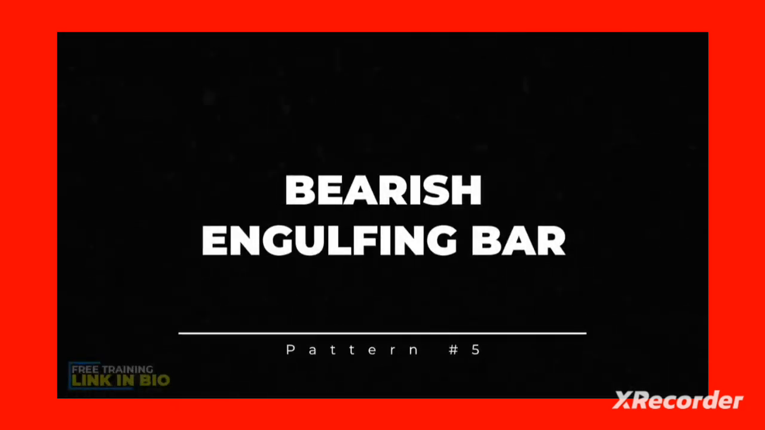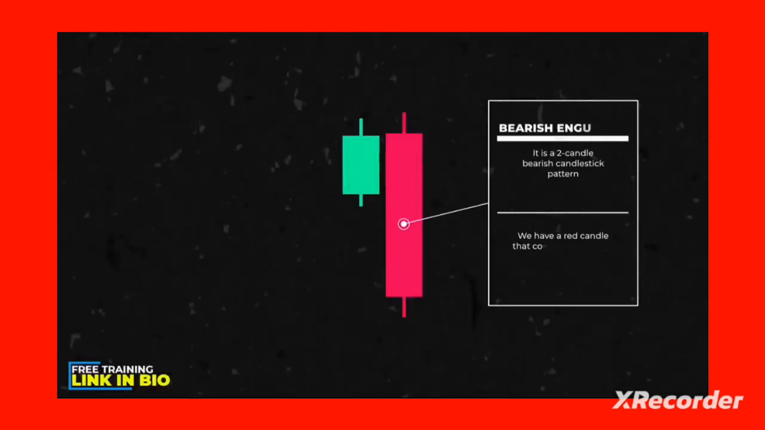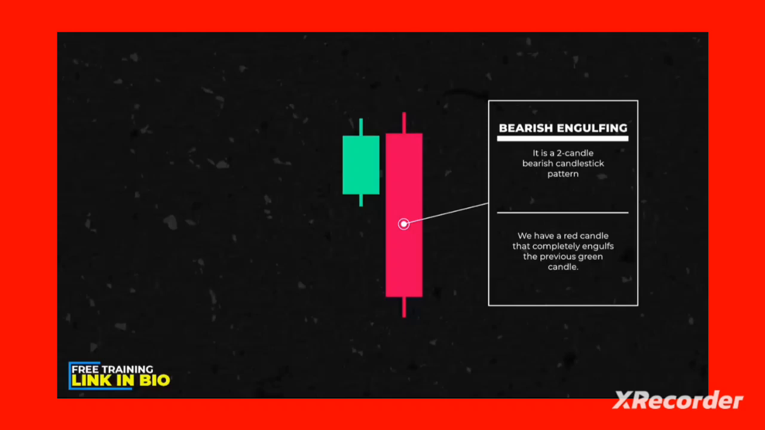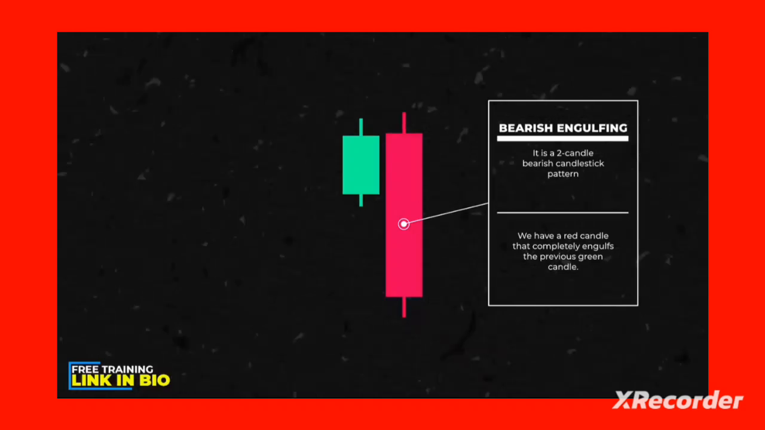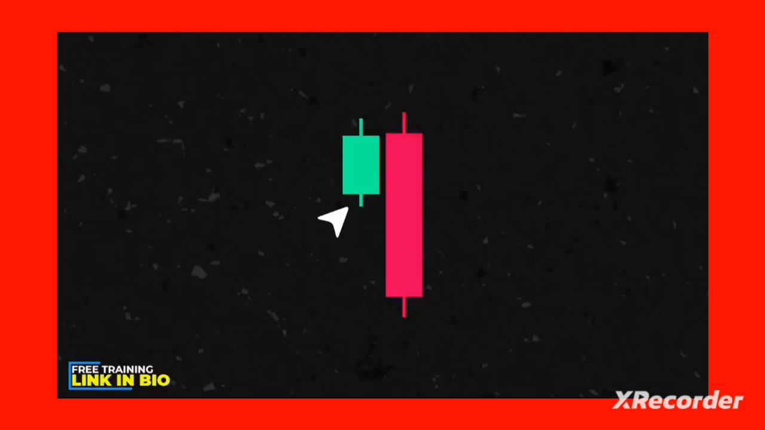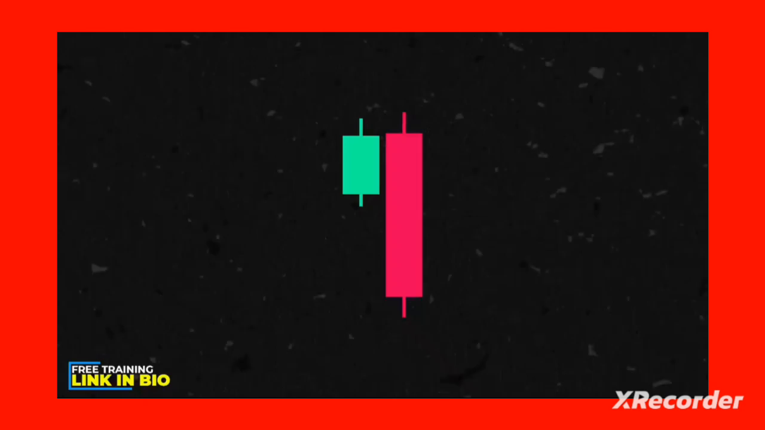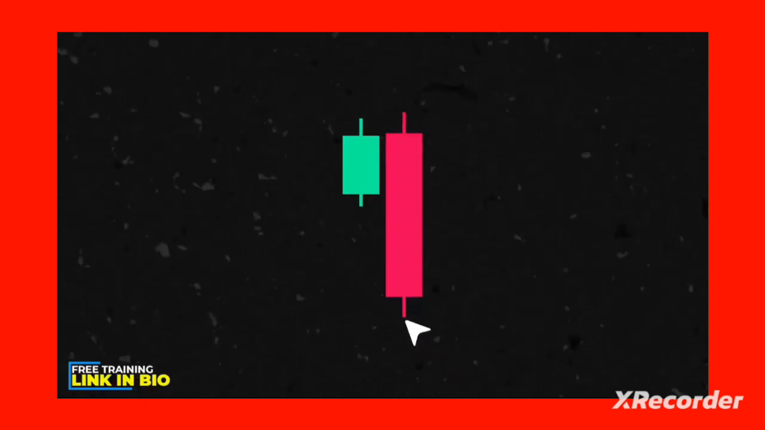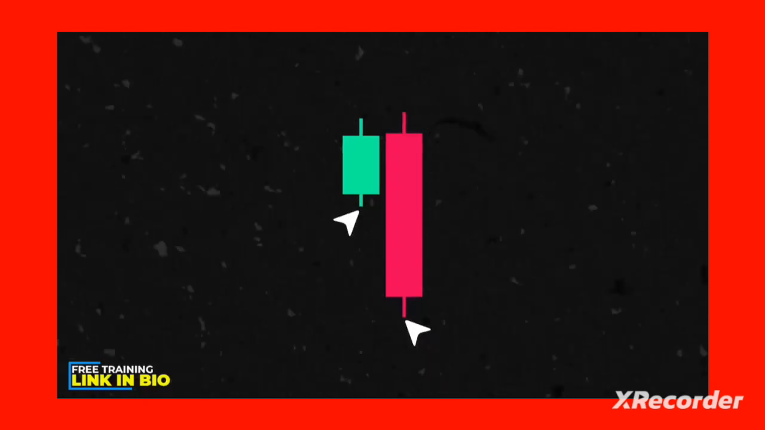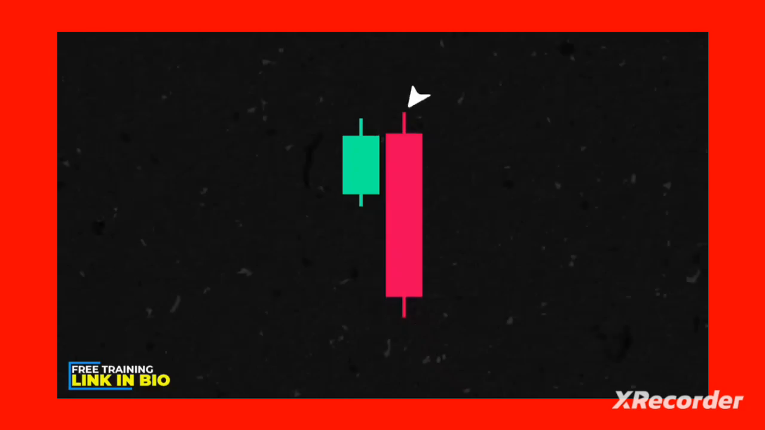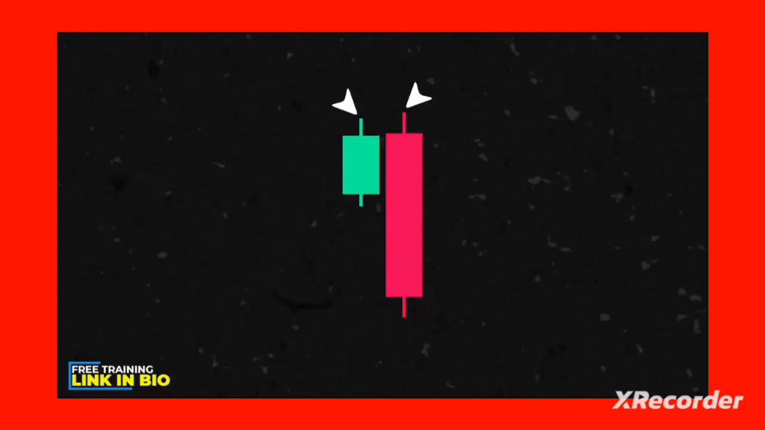Pattern number 5. Bearish Engulfing Bar. A bearish engulfing bar is a two-candle formation where a big red candle completely engulfs the previous green candle. We first have a green candle. Then, the next candle is a larger red candle that completely engulfs the green candle. The low of the red candle is lower than the previous candle's low. Similarly, the high is higher than the previous candle's high.